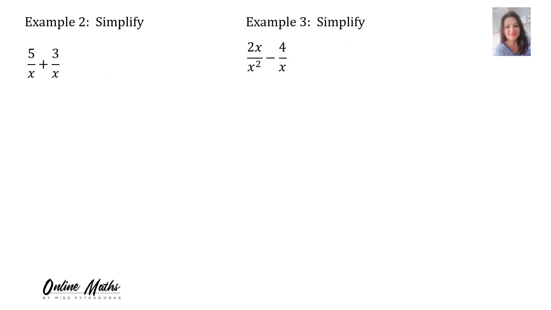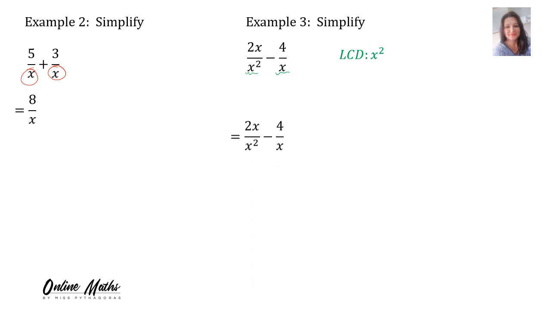Example 2, simplify. So we find 5 over x plus 3 over x. The denominators are the same. They are both x. So therefore you can add the numerators by saying 5 plus 3 is 8 over x. On the next example, we find x squared for the first term and we find x for the second term. Therefore, the lowest common denominator will be x squared.